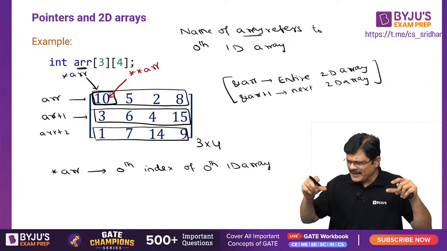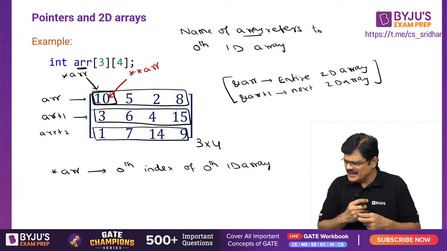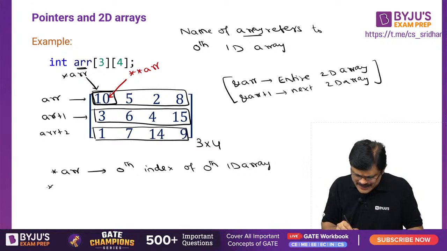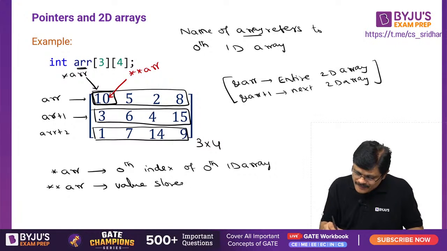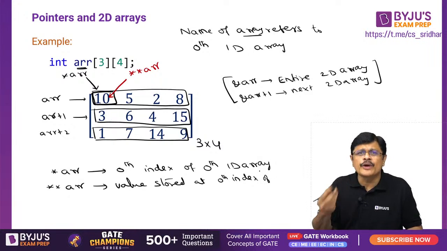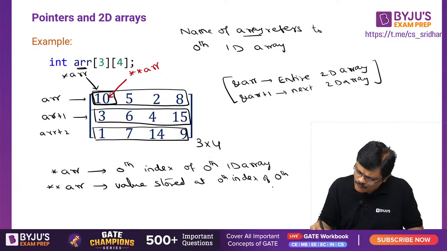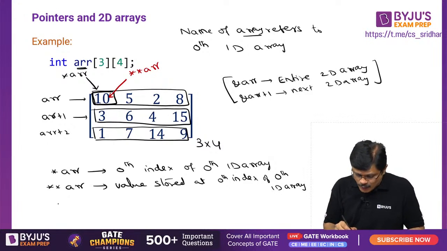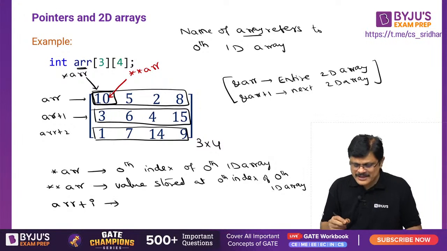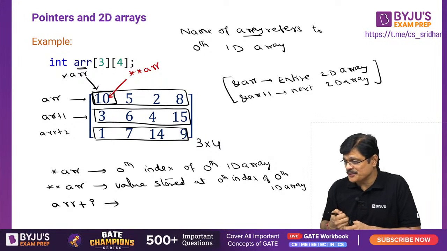Yes, it refers to that entire array 10, 5, 2, 8. Whereas *arr refers to the value stored at the 0th location of the 0th 1D array. Hope you understand. Now you need to tell me what this arr + i refers to.